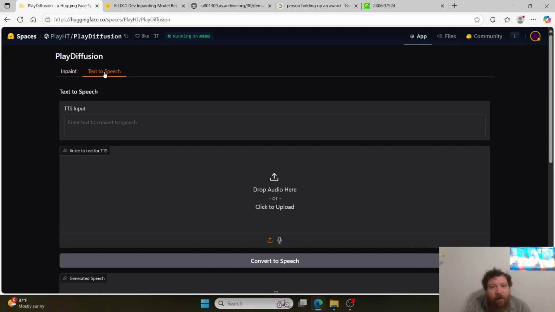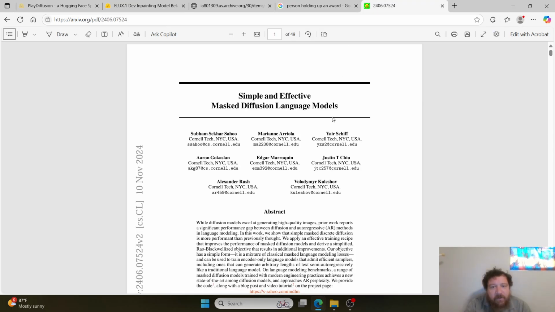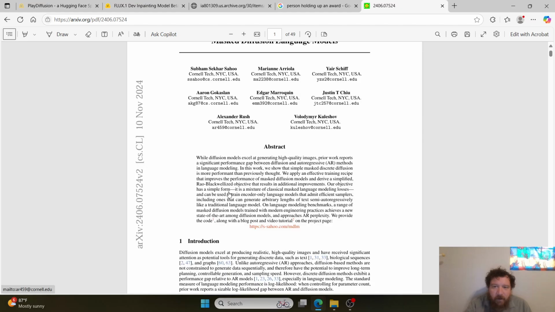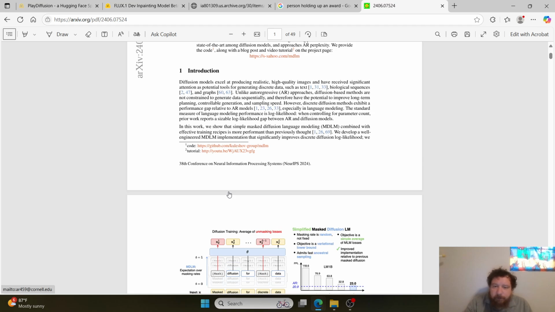There's a lot more involvement overall, but this particular research paper is the big breakthrough here. It's called Simple and Effective Masked Diffusion Language Models, and it came out on November 10th, 2024, put out by Cornell University. Up until this point, masked diffusion was poo-pooed as a method, right? And masked diffusion is very straightforward.